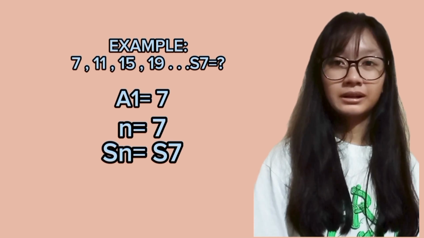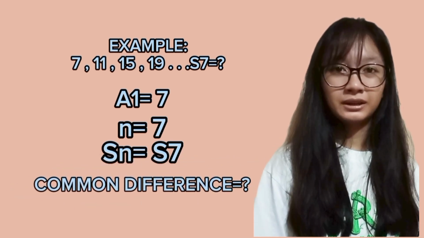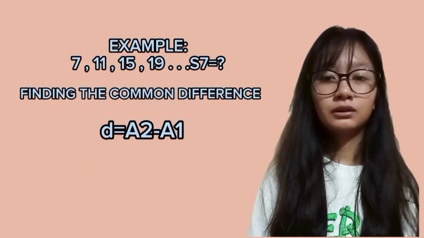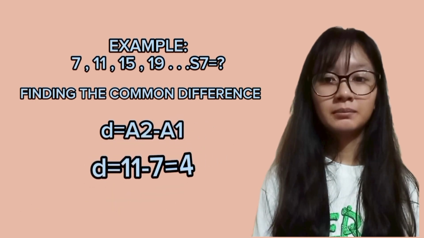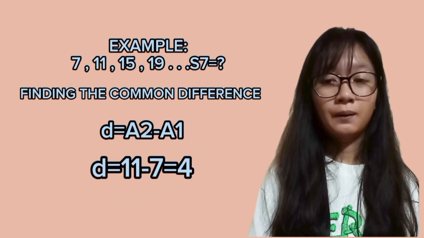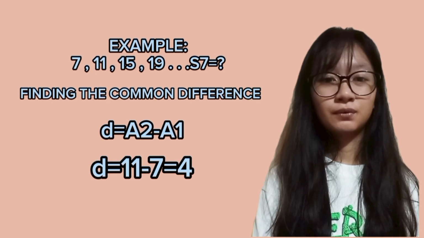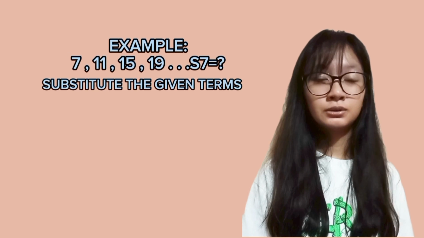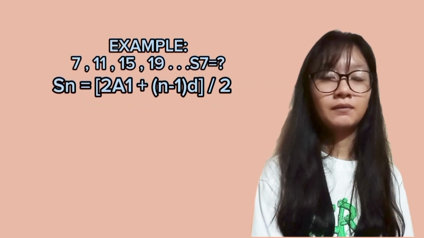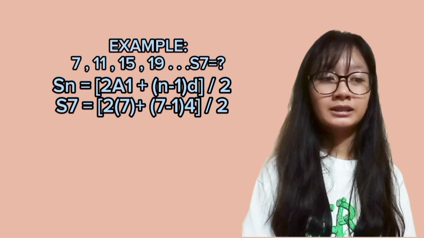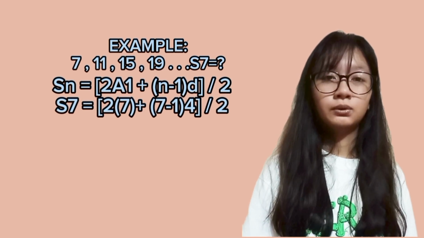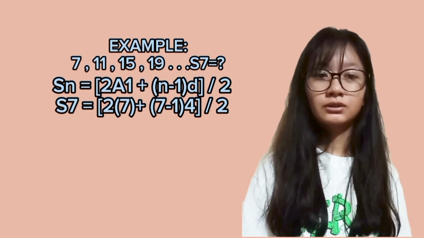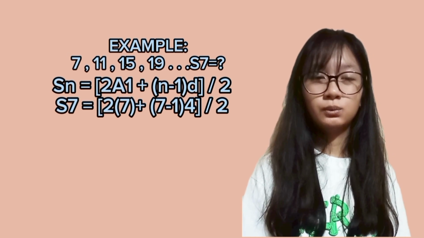Our common difference is missing, so before we start, we need to find it first. To get our common difference, we subtract the second term and the first term. So 11 minus 7 equals 4. Our common difference is 4. Now that we found our common difference, let's substitute the other givens into the formula of the arithmetic series. S sub 7 equals 7 times the quantity 2 times 7 plus quantity of 7 minus 1 times 4, over 2.